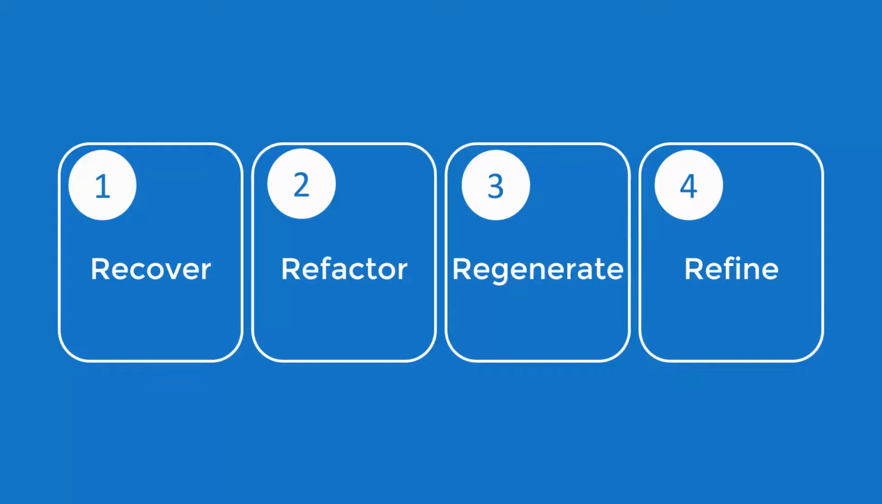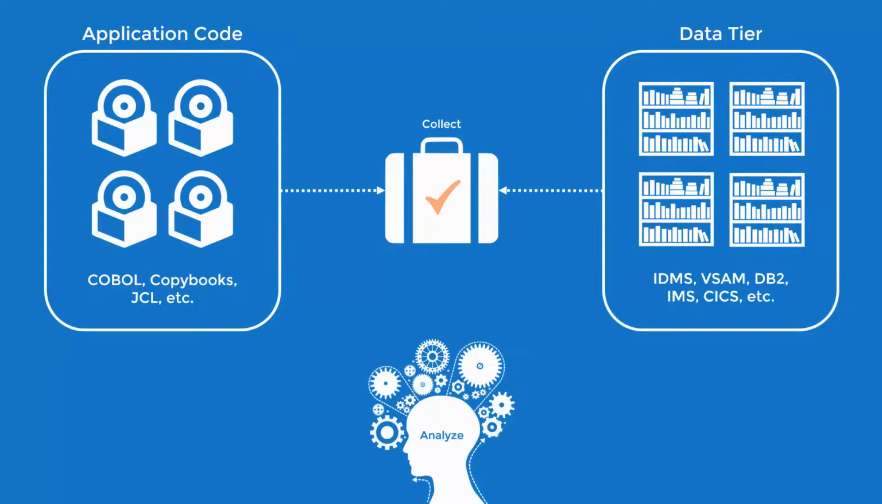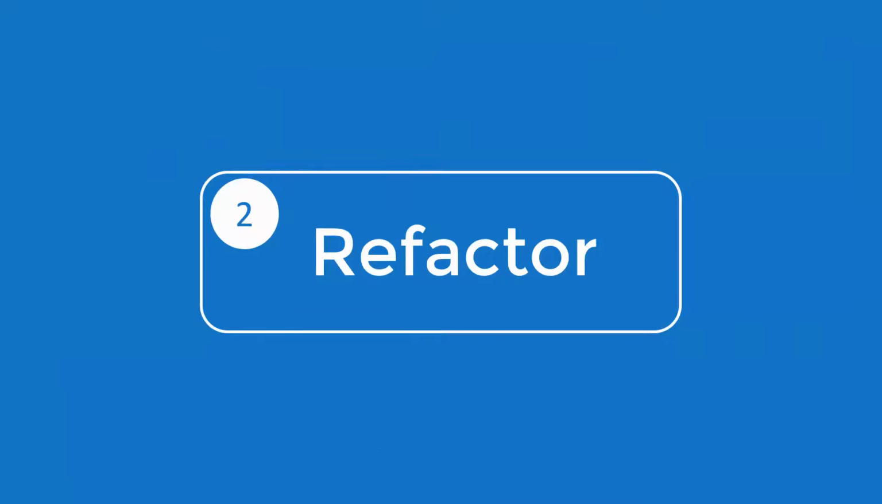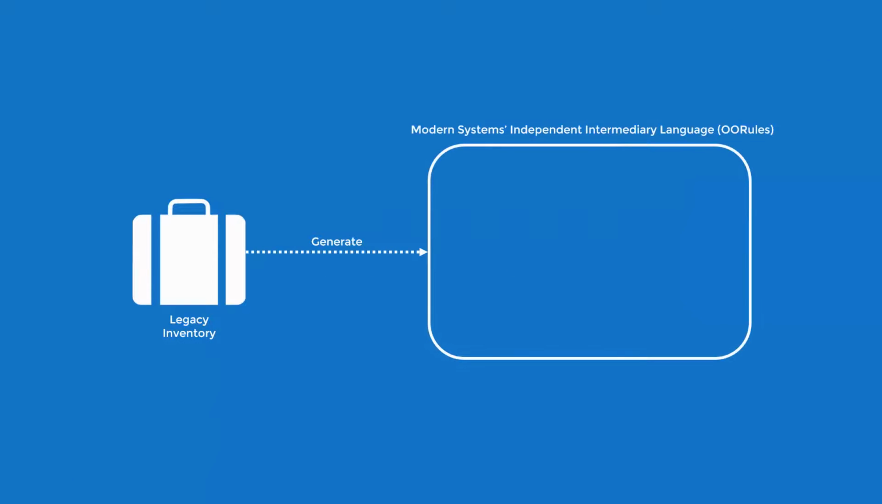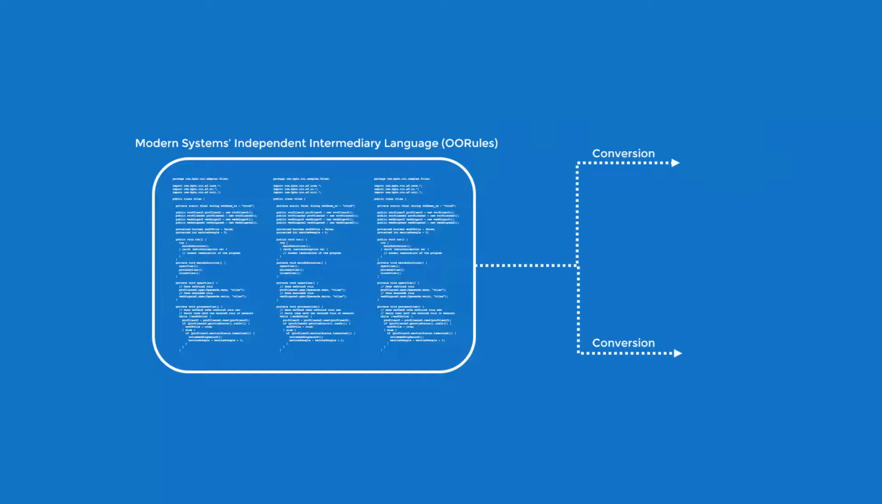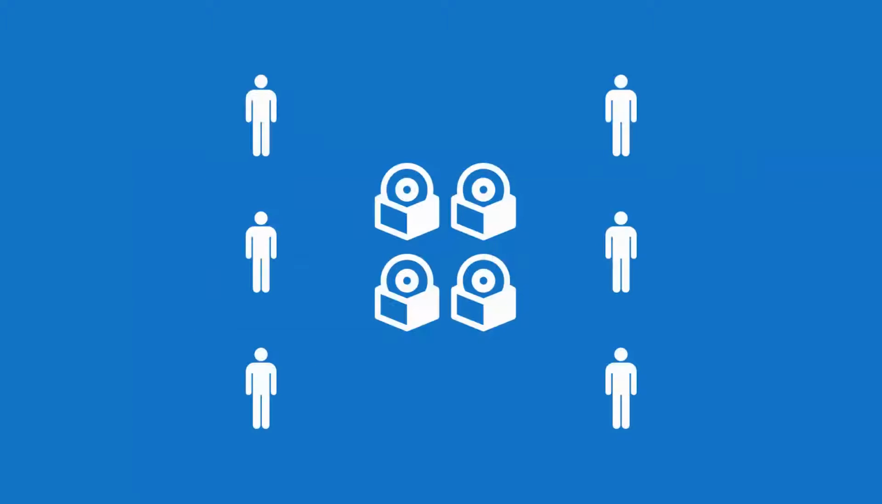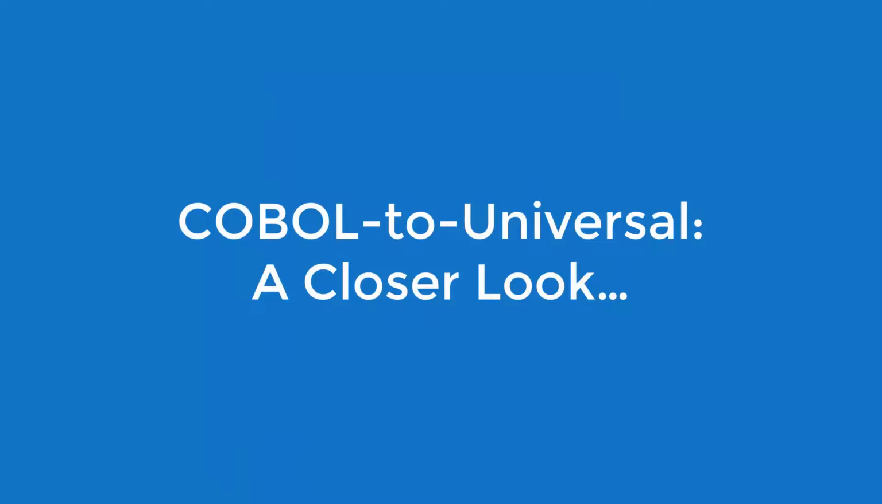A COBOL-To-Universal translation has 4 distinct phases. The first phase, Recover, is an automated collection and analysis of all the input code. This is where we inventory the legacy application elements and prepare them for translation. The Refactor phase generates the modern system's platform-independent intermediate language, and the Regenerate phase is where the intermediate language is converted to Java or C#. Lastly, the Refine stage leverages extensive pre-delivery testing to ensure the converted application meets project goals. Let's dive into each of these stages for more detail.